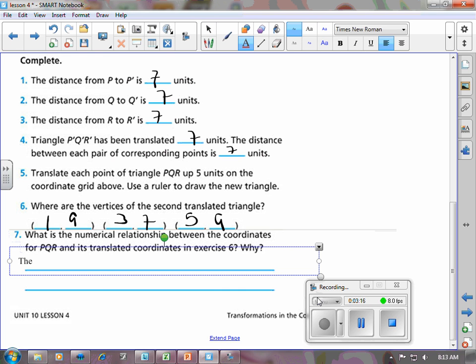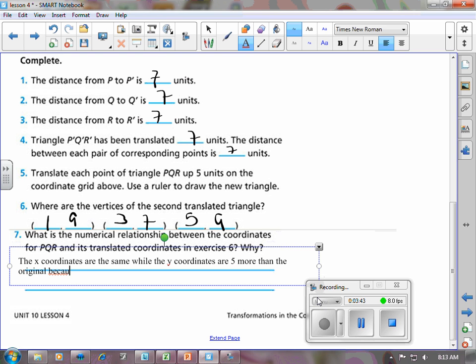The x coordinates stay the same while the y coordinates are 5 more than the original.